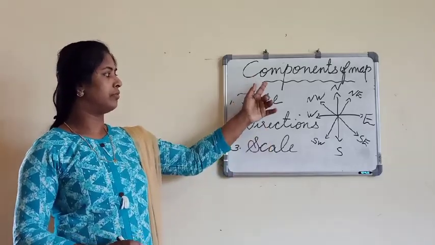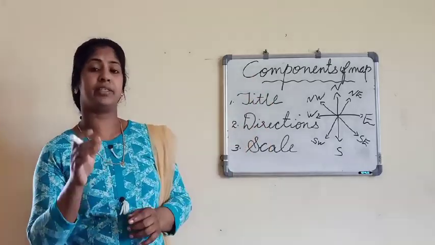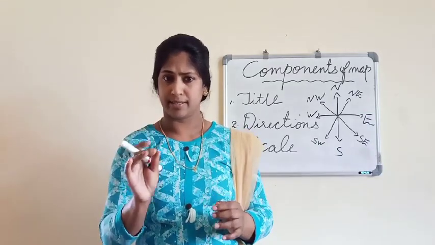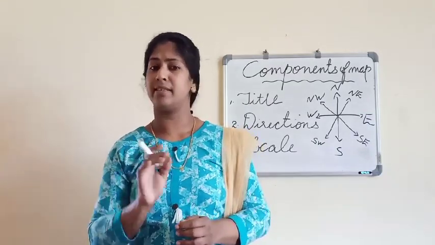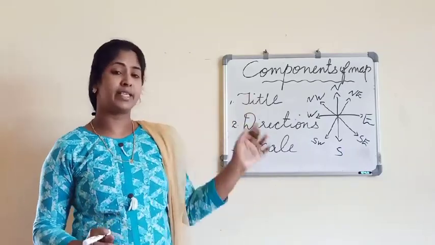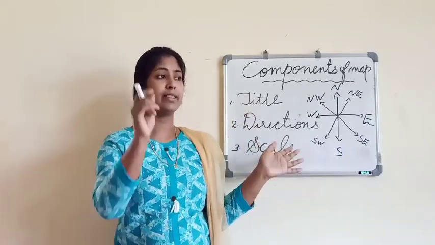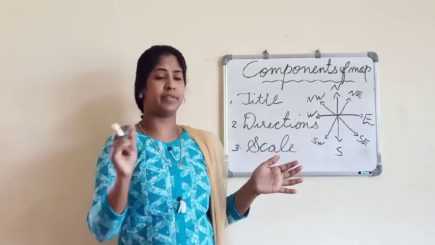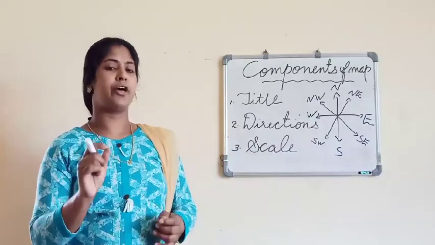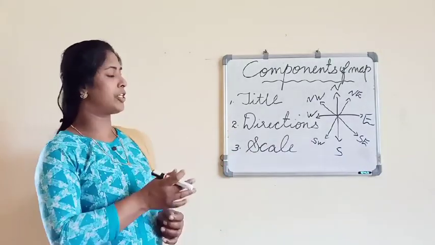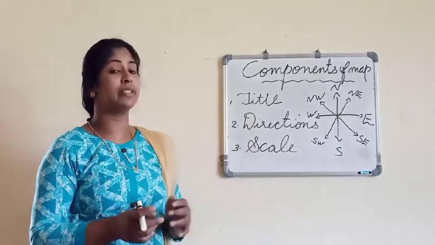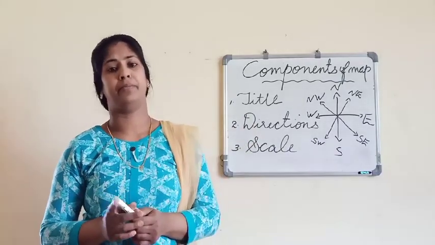So we can say that direction is a very important component of every map, because without directions, the map work is incomplete. In every map you can see in a corner directions are shown, especially north, south, east, west, and intermediate directions are shown with the help of arrow marks. So without directions, the map work is incomplete. So direction is a very important component of every map.